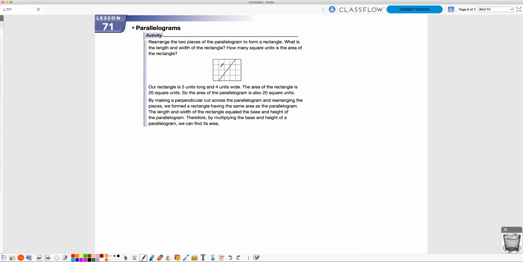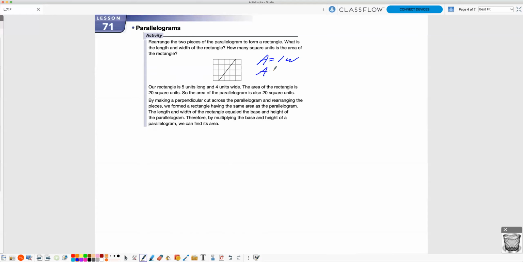Once you've done that, you should be able to rearrange the two pieces of the parallelogram to form a rectangle. What is the length and width of the rectangle, and how many square units is the area of the rectangle? Remember, area equals length times width. So in this case, you can see this one is 1, 2, 3, 4, 5.